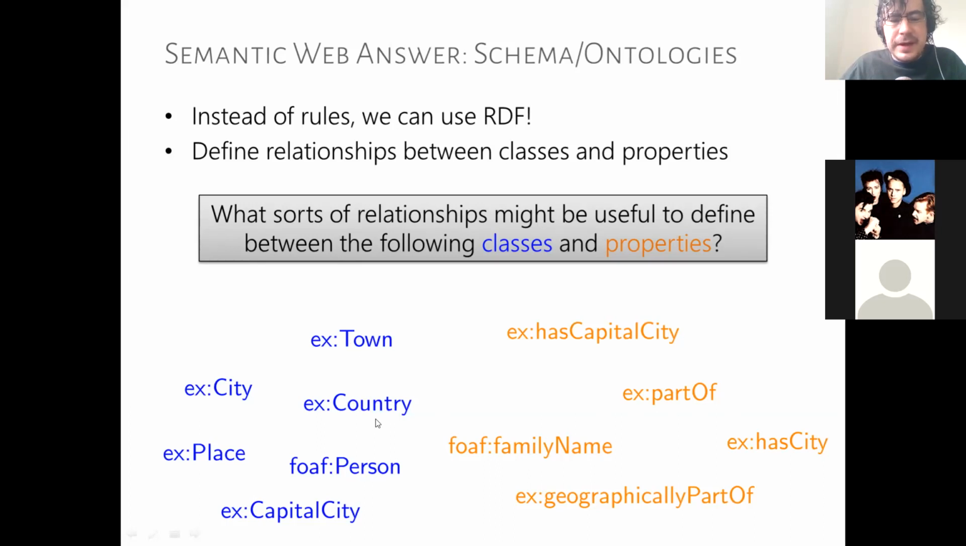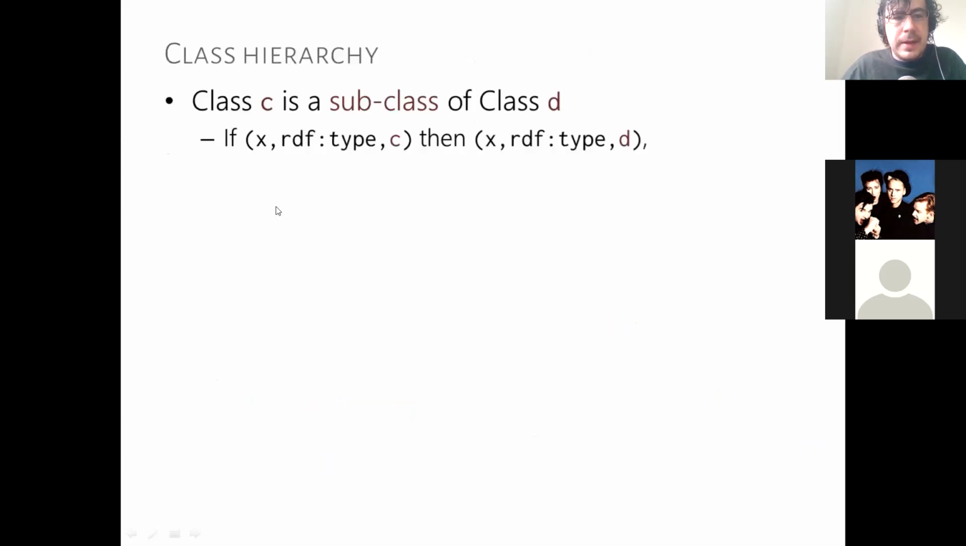So what could we define here between these classes and properties? There's a bunch of stuff we could start to define about these classes and properties. But to start with, we could say that some classes are subclasses of other classes. So we can say class C is a subclass of class D, which means that if something X is of type C, then X is of type D.